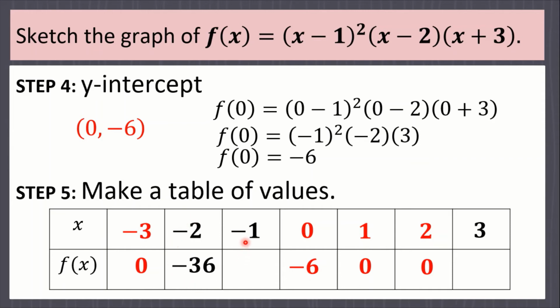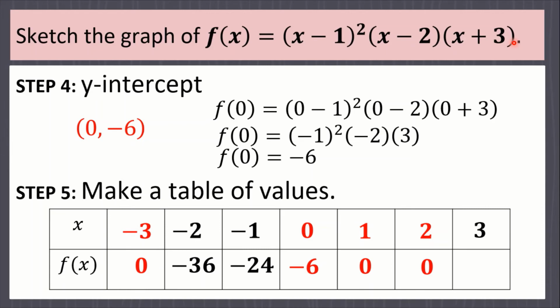Now, try natin sa negative 1. Negative 1 minus 1 is negative 2 squared. That is positive 4. Negative 1 minus 2 is negative 3. Then, negative 1 plus 3 is positive 2. So, we have here 4 times negative 3, that is negative 12, times 2. So, we have negative 24.